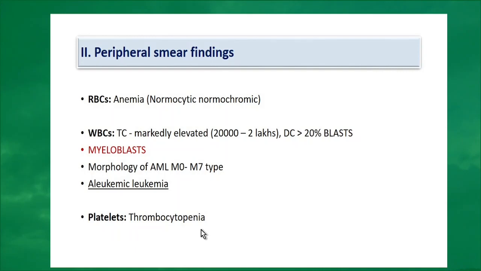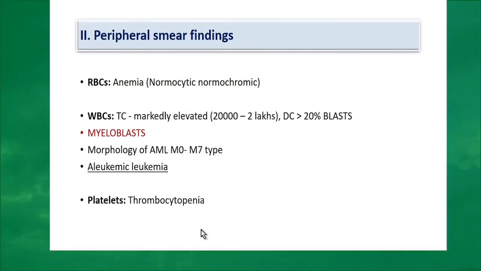But there is a condition called aleukemic leukemia, where bone marrow will contain more than 20% blasts, but the blasts may not have come out into the peripheral blood. Still, it is called acute leukemia. So by definition, to call something acute leukemia, there should be 20% blasts in the bone marrow or peripheral blood.